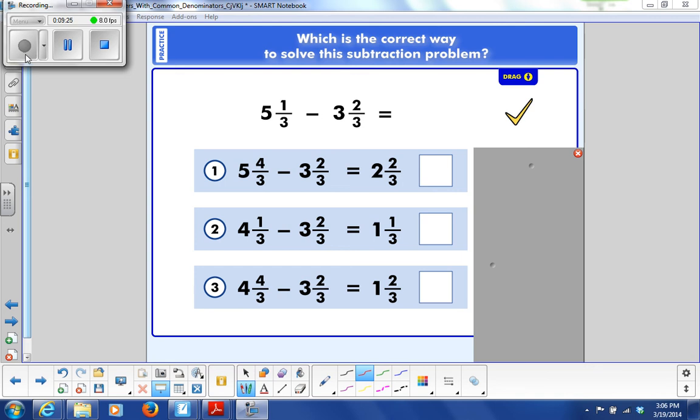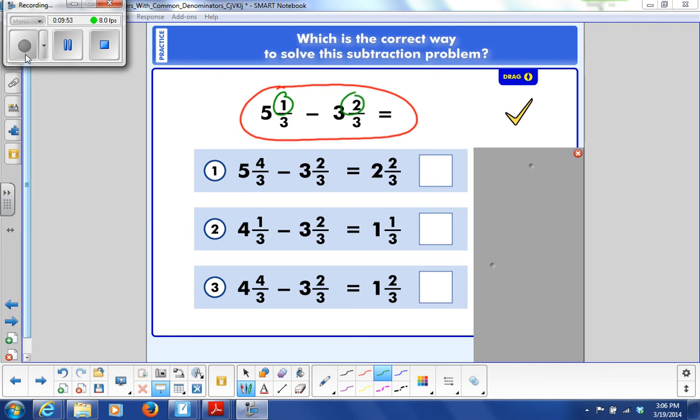Okay, so basically what we're doing is you're going to take a look at this problem right here and figure out if number 1, number 2, or number 3 are good ways to solve this problem. So you see I've got the whole numbers, which is not the problem, but I have a 1 here and a 2 here, and I can't subtract the 2 from the 1 because it's bigger. So I've got to fix it so that I can subtract that.